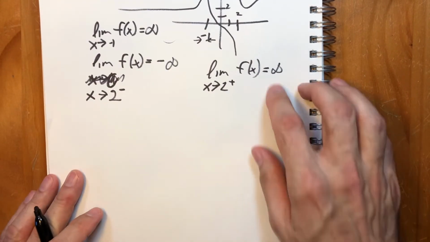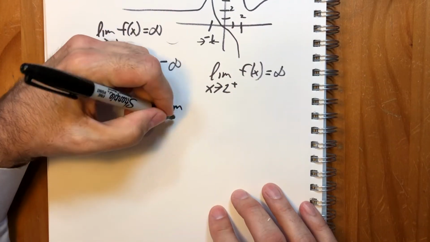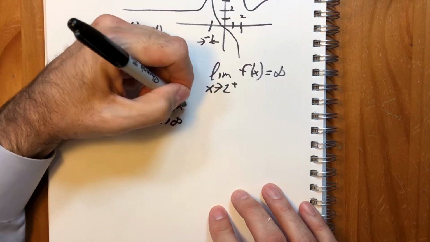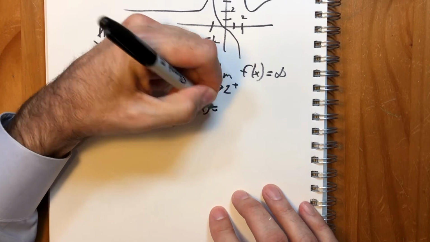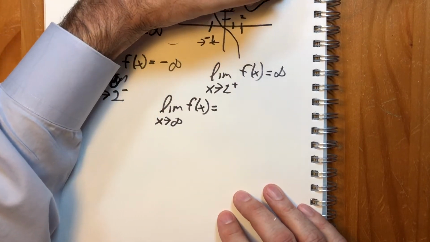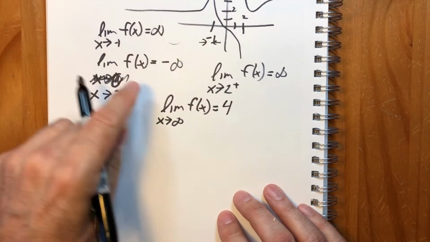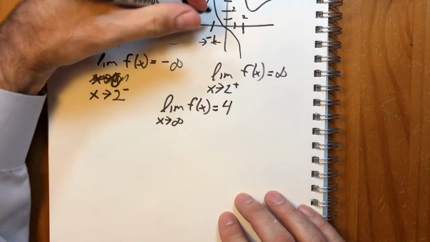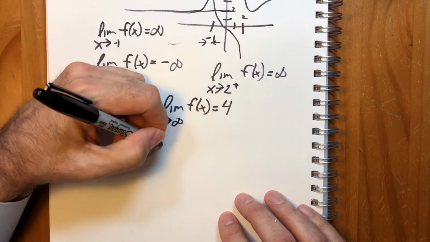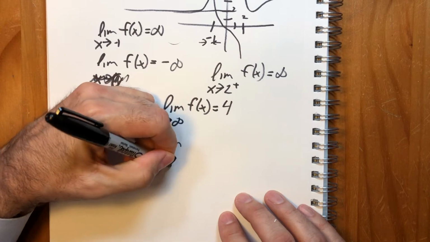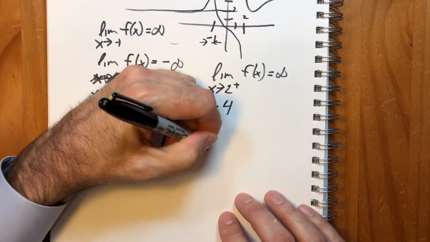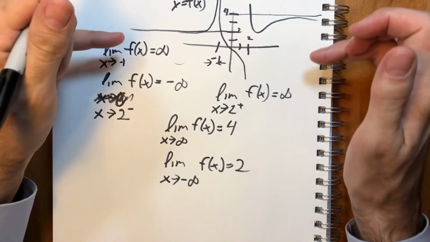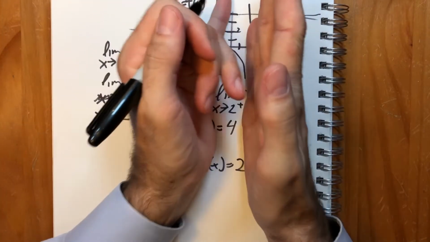Then in addition to that, as x approaches infinity, it looks like it's approaching, there's an asymptote here at 4. And then as x approaches minus infinity, so this graph would have 2 horizontal asymptotes and 2 vertical asymptotes.